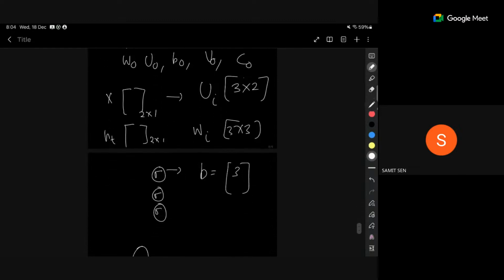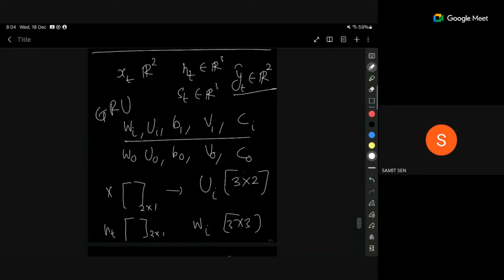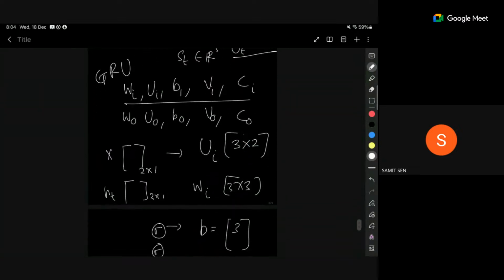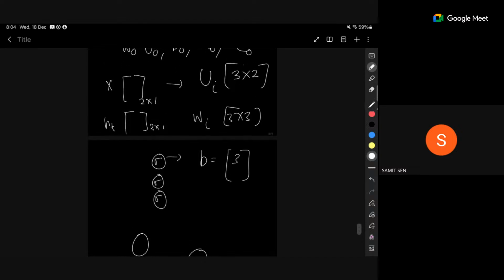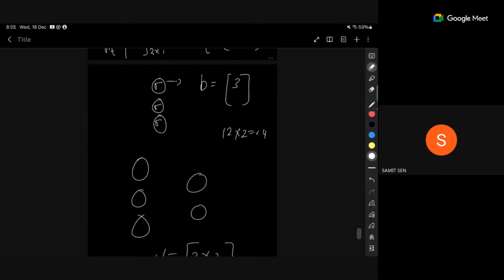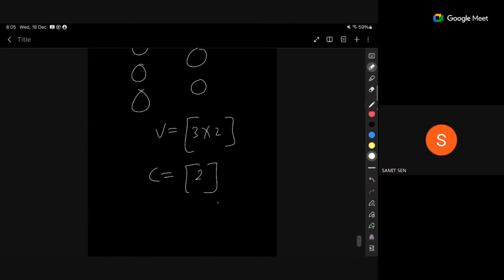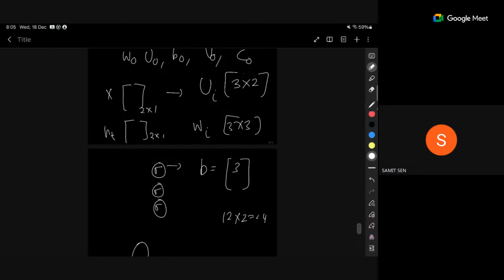So I computed, but my answer is not matching. What is the answer that's coming for you? It should be 6 plus 9 plus 3, which is 18, into 2, because we have double of this, that is 24. And then I'll have 6 plus 9 plus 3, 18 into 3, 54, plus 6 plus 2. I got 62.